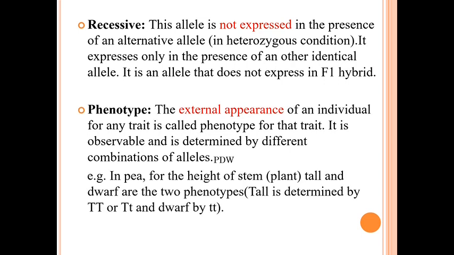Phenotype, it is the external appearance of an individual for any trait. Example, in a pea plant, for the height of stem, tall and dwarf are the two phenotypes. Tall is determined by capital T, and dwarfness is represented by small t.